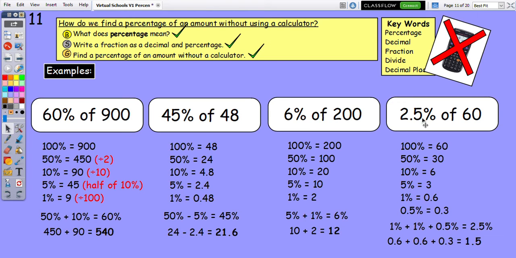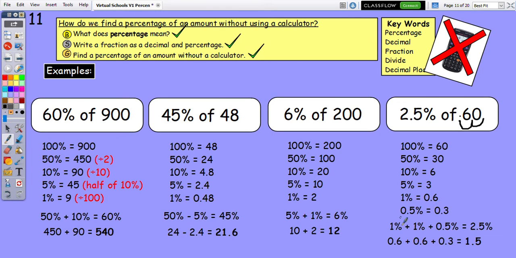Okay, looking at this one, this is a little more interesting in that it's 2.5%. So I've got to go a bit further now. Again, I'm going to find 100%, 50%, 10%, 5%. So 1% is where we divide 60 by 100. Remember, that's where the decimal is. I'm going to move it 2 places left. Bosh. So 1% is 0.6.